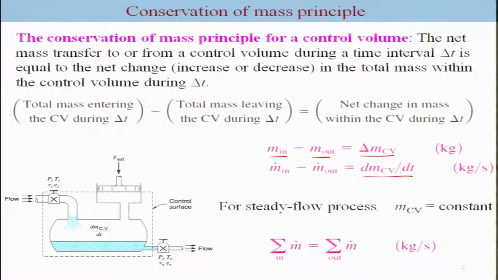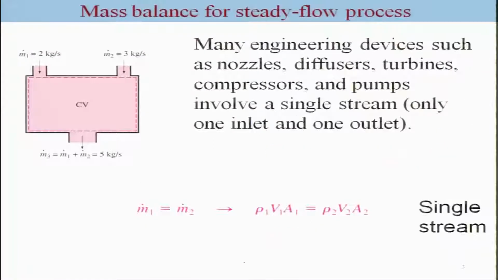For a steady flow process, the mass of the control volume will remain constant, and hence this expression will turn out to be 0. Thus, you will have m dot in is equal to m dot out. For many inlets and outlets, this will be a generic expression for the case of a steady flow process.